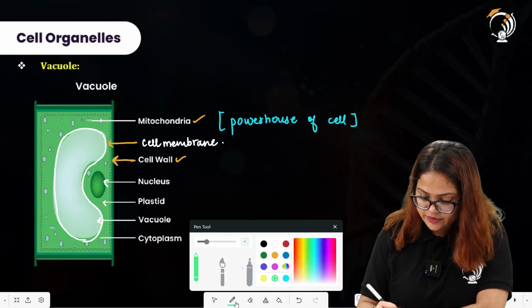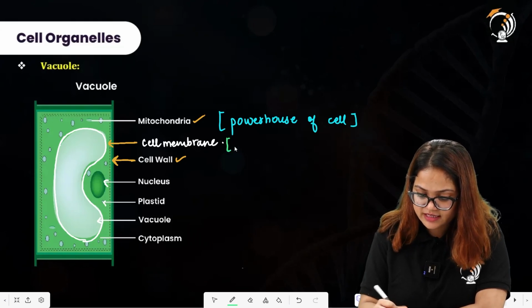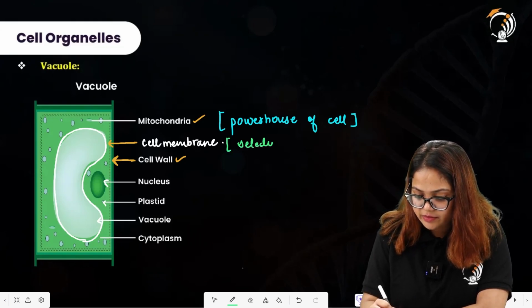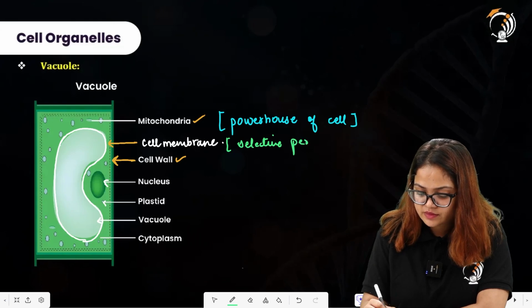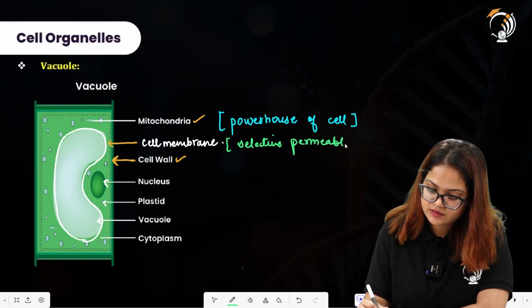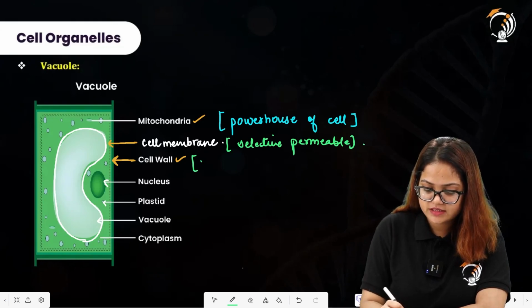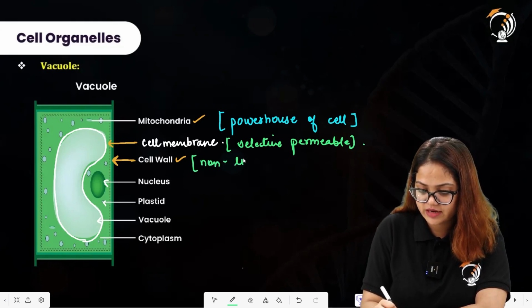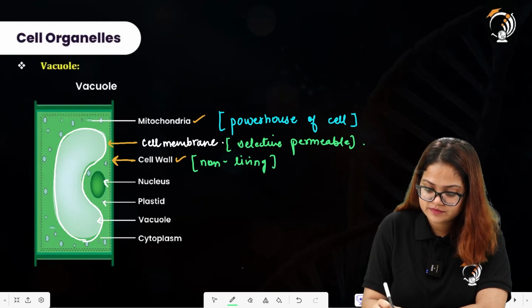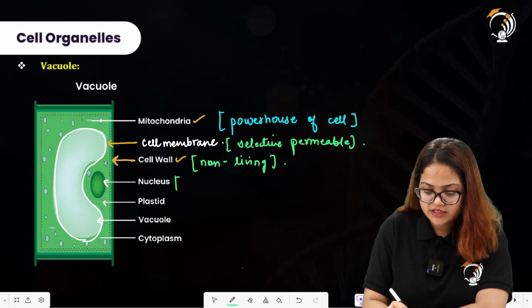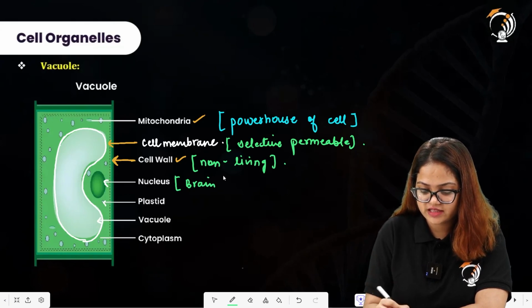Then you have the cell membrane. It is selectively permeable in nature. Then you have the cell wall. This is the non-living structure of a plant cell. The nucleus, let me write, is the brain of the cell. It controls the reactions occurring in the cell.